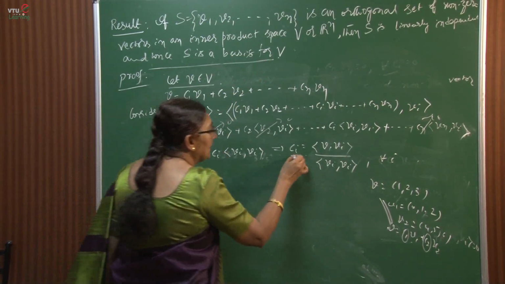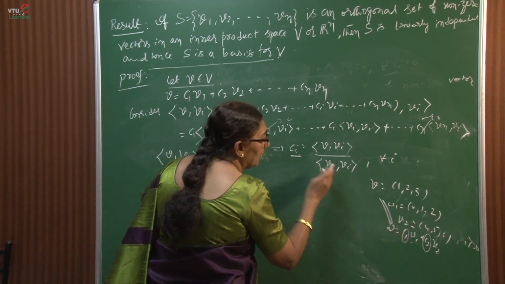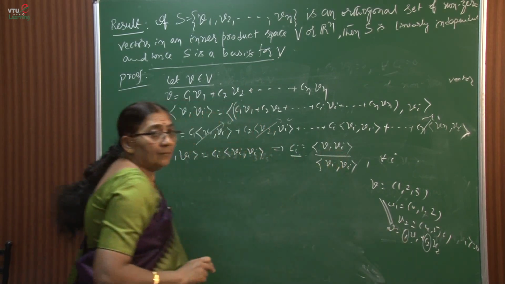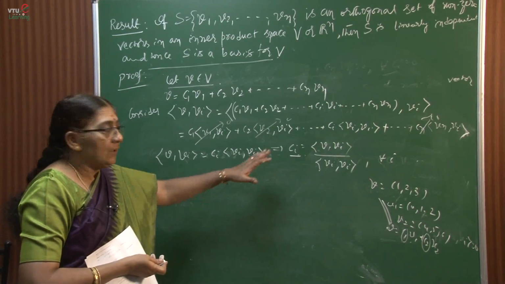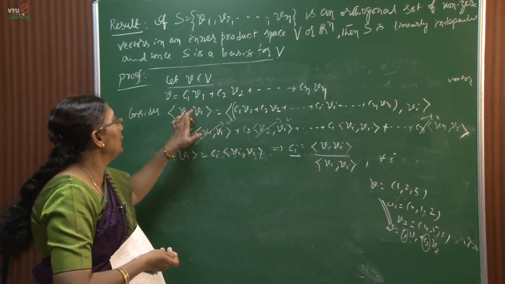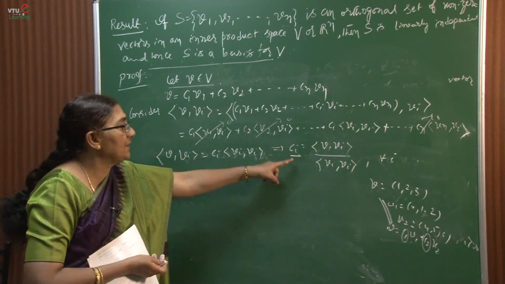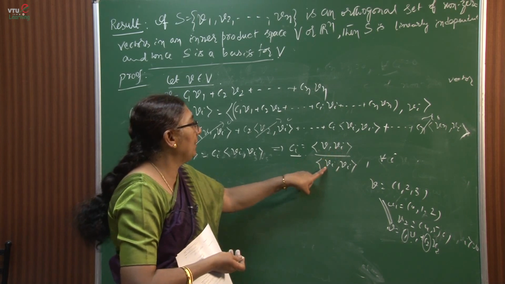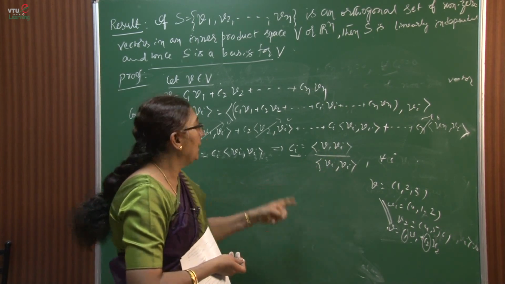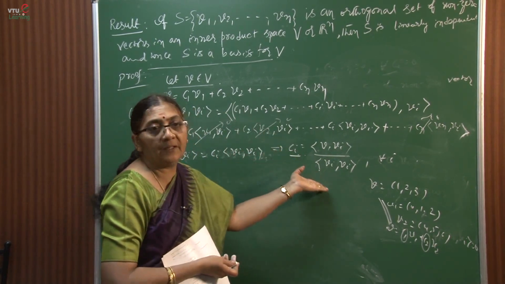Now finally we get Ci. Ci we get in terms of what? The values of V1, V2, etc., Vn. Definitely we get Ci values. Once you substitute these Ci values, we get the C1 formula. What is the C1 formula? Inner product of V comma V1 divided by inner product of V1 comma V1. Like that C2, C3, each one we get a formula.